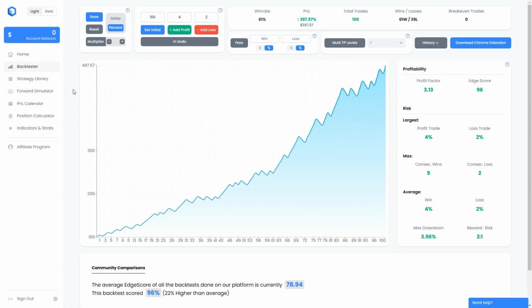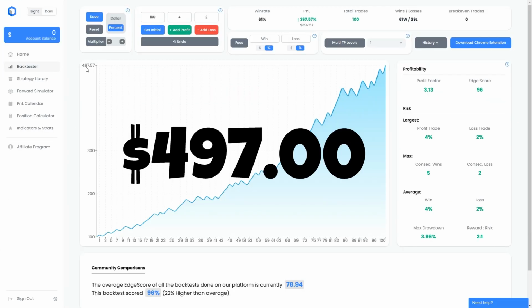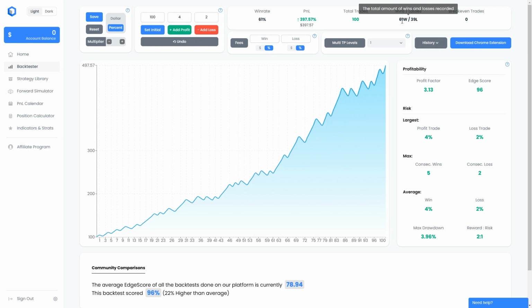Okay, so I've now backtested on the backtester with TraderEdge. We started with an initial account balance of $100, and in 100 trades we had a win rate of 61% and grew the account 397%. Getting all the way up to $497. We had 61 wins and 39 losses, with 5 consecutive wins and only 2 consecutive losses.